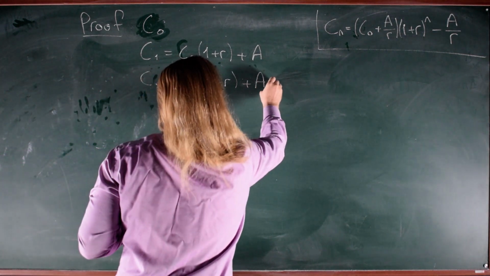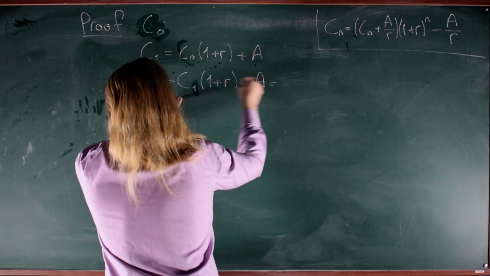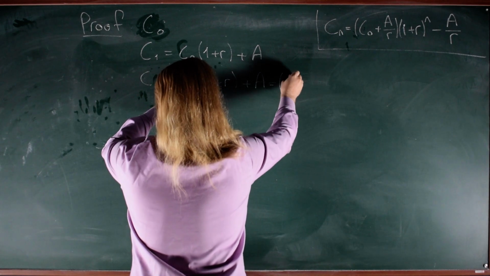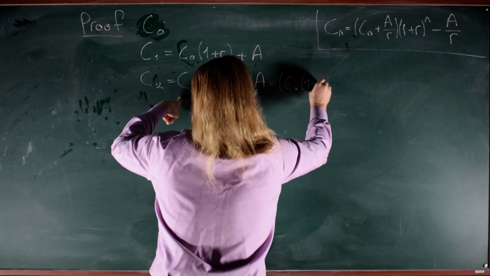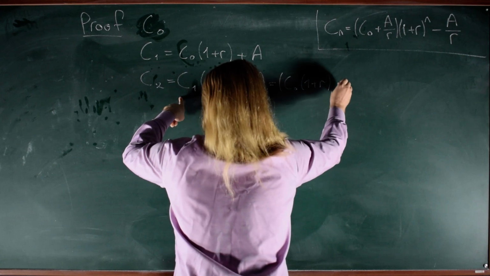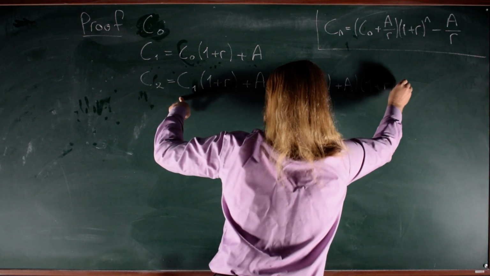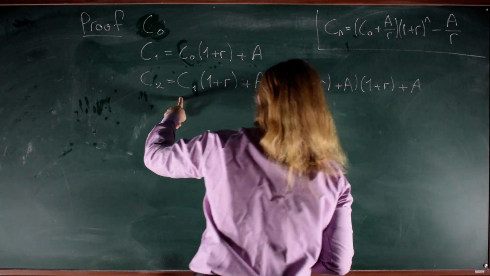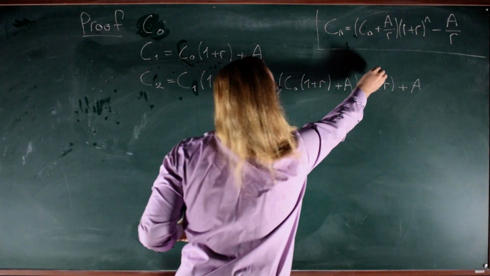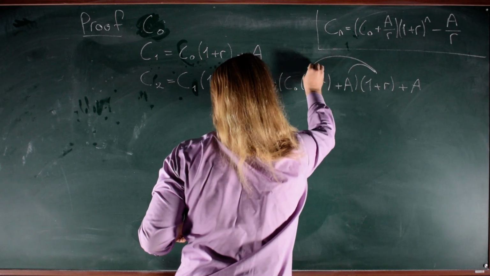But let's figure out, what is this actually? Well, the C1 is what it says up here. So that's the initial capital multiplied by the interest plus an annuity, and then I should multiply it by the interest and then add another annuity. All right? Well, let's expand this fraction by multiplying this in here and this over here.